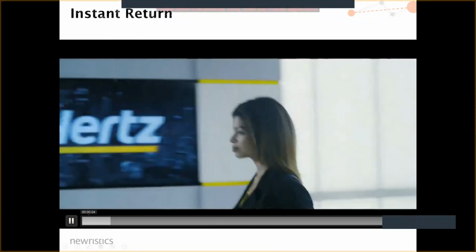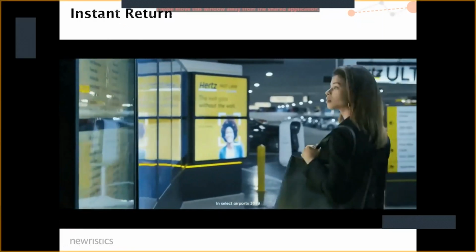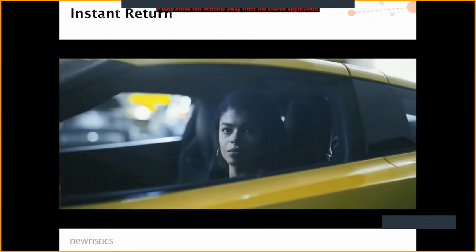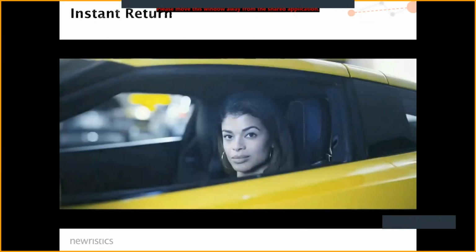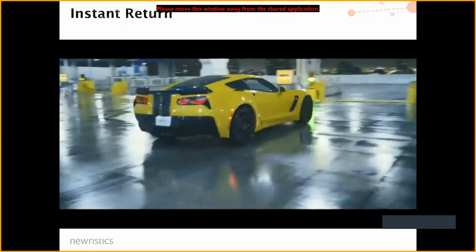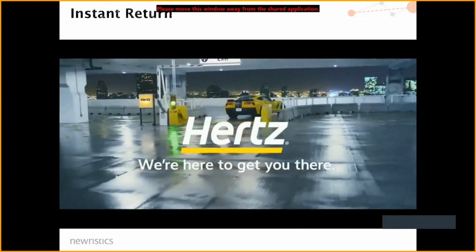The new Hertz Fast Lane is so quick, our members can be out of the airport in the blink of an eye. Hertz, we're here to get you there.